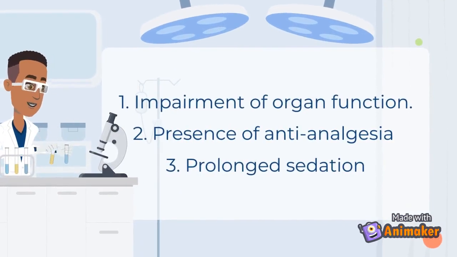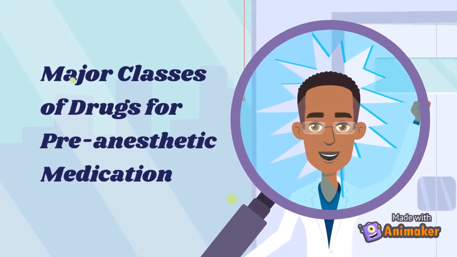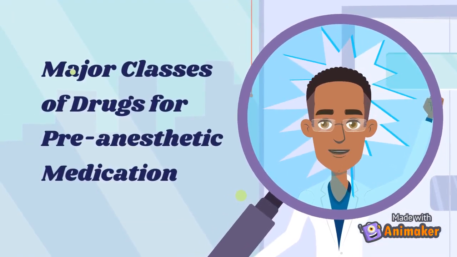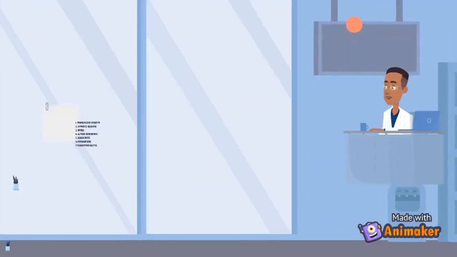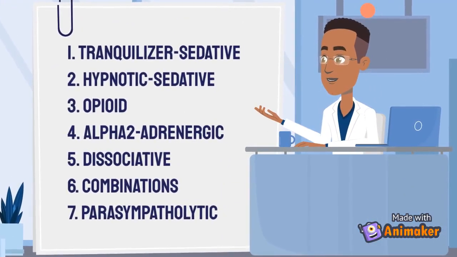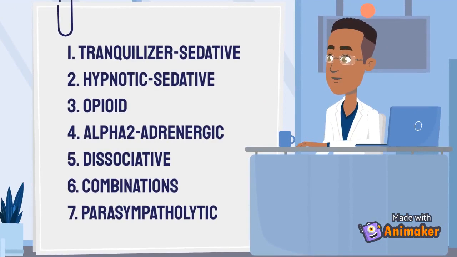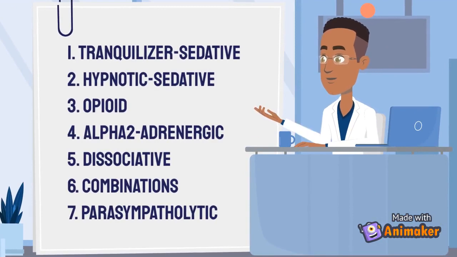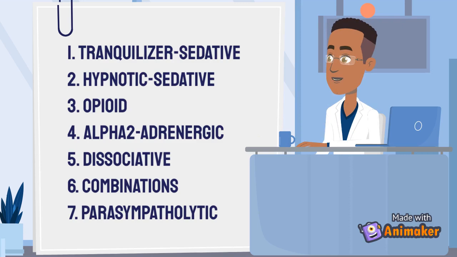However, there are also complications associated with pre-anesthetic medication. The first of those is depressed vital organ function, second, anti-analgesia, and lastly, prolonged sedation or prolonged recumbency or ataxia. The following are the seven major classes of drugs for pre-anesthetic medication. These are the tranquilizer sedative, hypnotic sedative, opioid, alpha-2 adrenergic agonist, dissociative, combinations, and the parasympatholytic drugs.